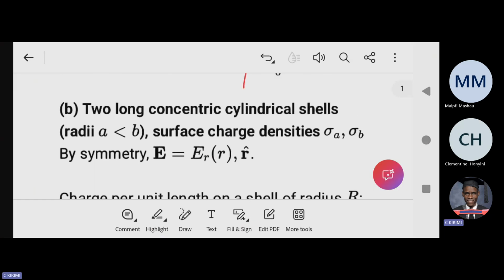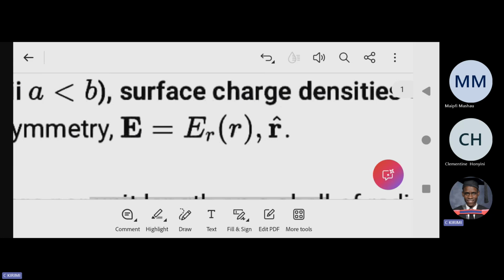So the two concentric cylindrical shells, radii A less than B, surface charge densities sigma A and sigma B. By symmetry, the electric field E is E_r multiplied by the unit vector r. So in terms of writing, it will be like this.